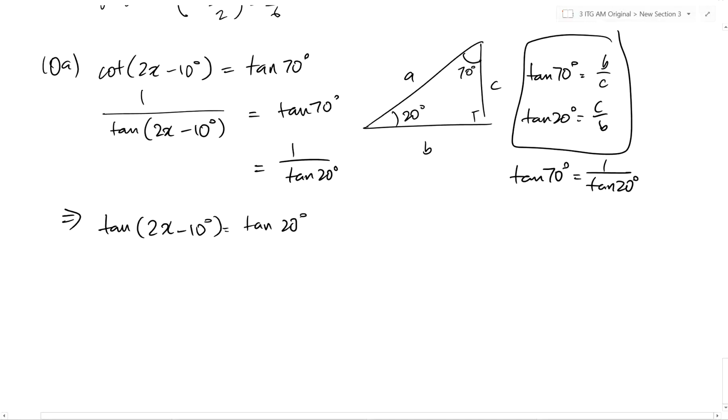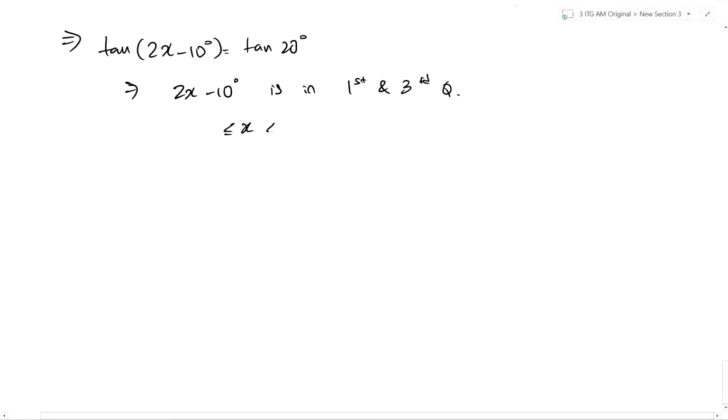Okay, now we are able to do this as for any other trigo equation already. First, is the right hand side positive or negative? Positive. So this tells me that 2x minus 10 degrees is in the first and third quadrant. The next thing that we do is we find out the range. Since x is between 0 and 360 inclusive, 2x minus 10 degrees goes from negative 10 to 2 times 360, which is 720, minus 10, 710 degrees. This is our range of 2x minus 10 degrees.